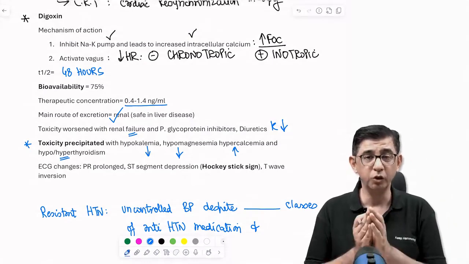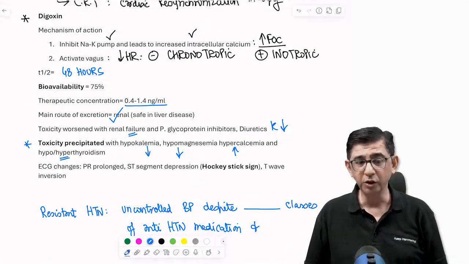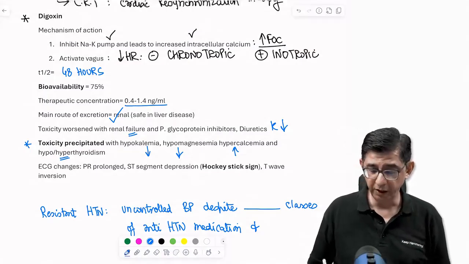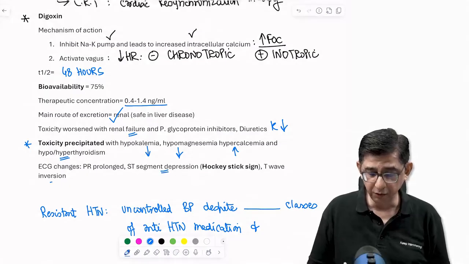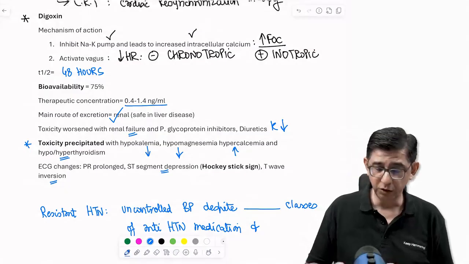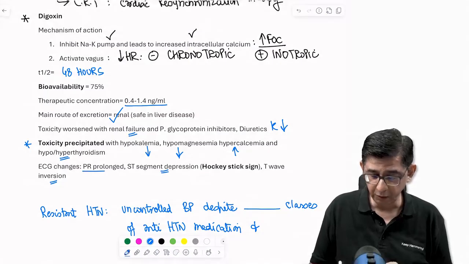Digoxin increases oxygen consumption of the heart. If you increase the force of contraction, you need more power, and for more power you need more oxygen. So you could be having ST segment depression and a T wave inversion. Both of them are findings of myocardial ischemia, and because of the vagus activity, remember I said it activates the vagus, that is why PR interval will be prolonged.